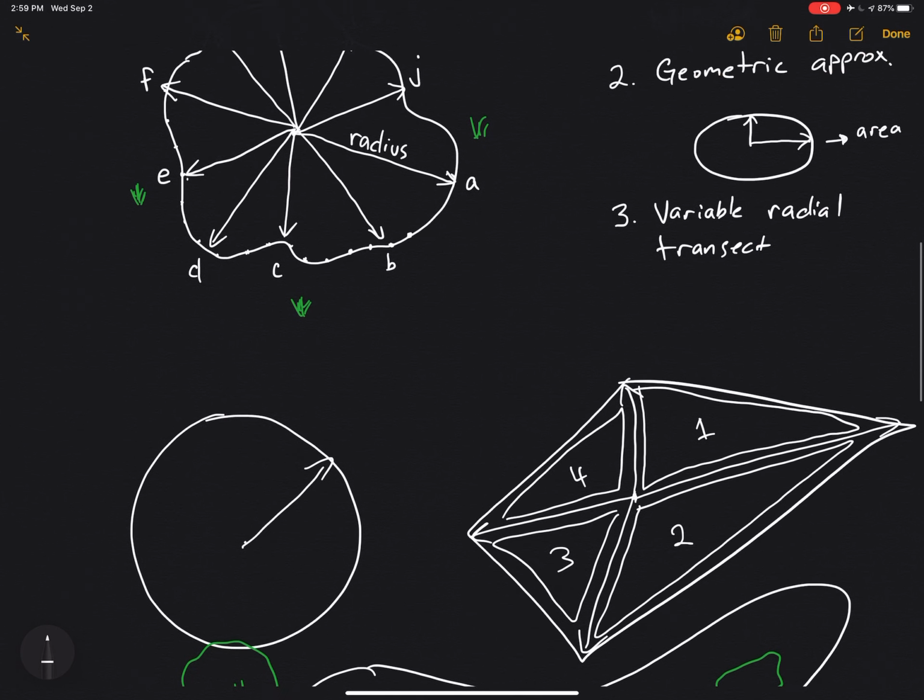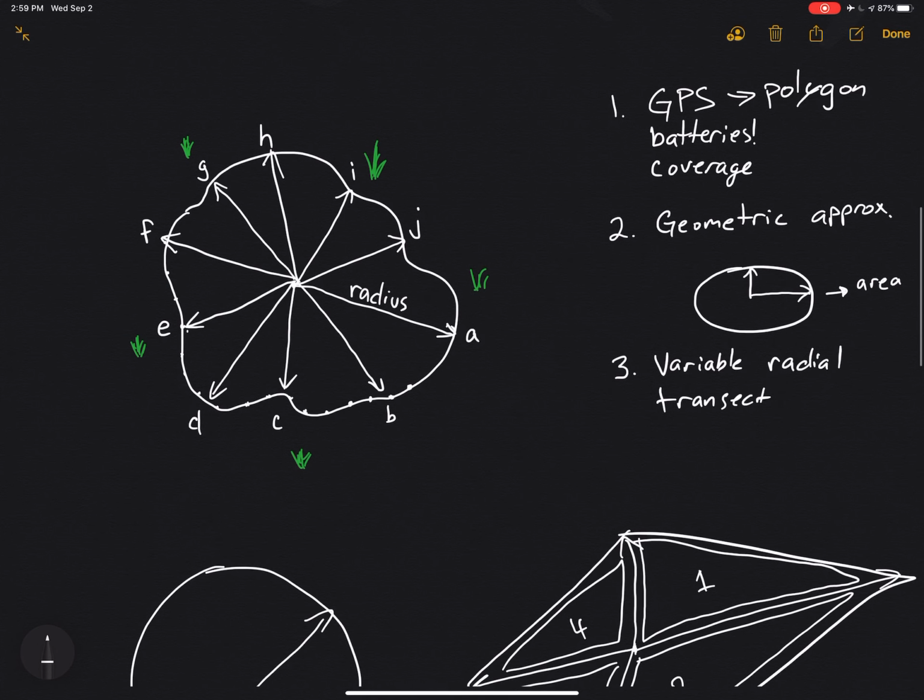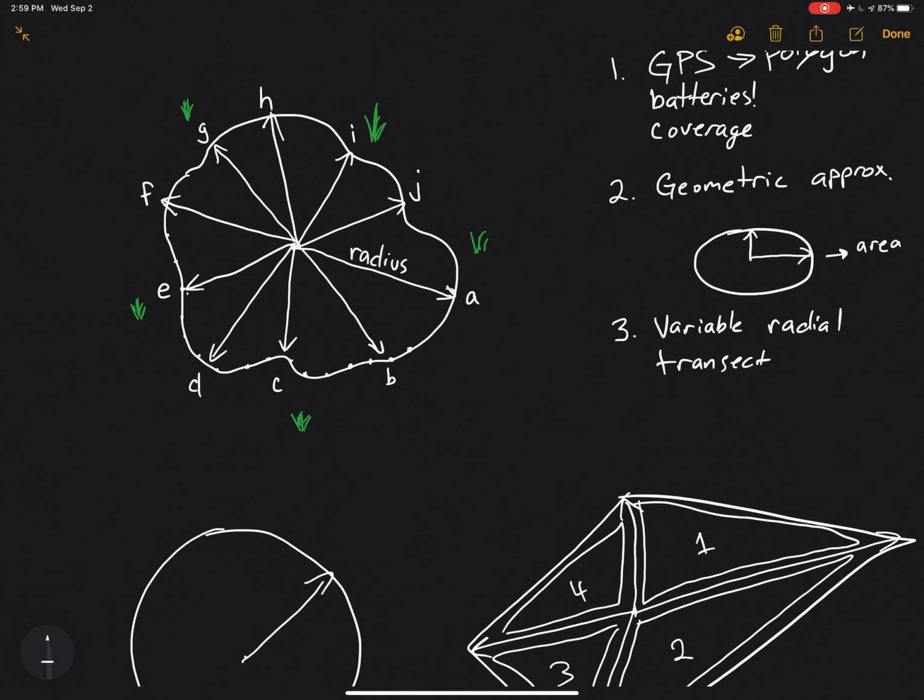So let's go back to our original example and figure out what we got to record. So for each of these various radii, again, we've got 10 of them in this case. It could be 8, could be 12, could be 15, could be 5. Doesn't matter how many radii, just whatever number gets you the best approximation of that particular shape.